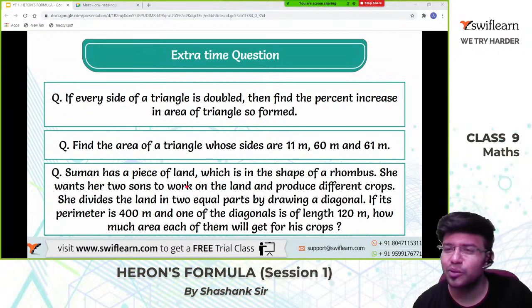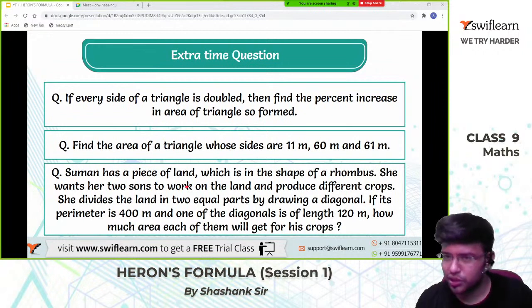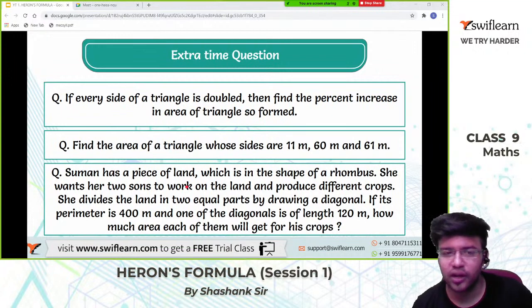Find the area of a triangle whose sides are this. Here, so easy question, straightforward question. You can do this using this. And Suman has a piece of land which is the shape of a rhombus. Okay, she wants her two sons to work on the land and produce different crops. She divides the land into two equal parts by joining the diagonal. If its perimeter is 400 and one of the diagonals is of this length, okay, how much area will each of them get for his crops?